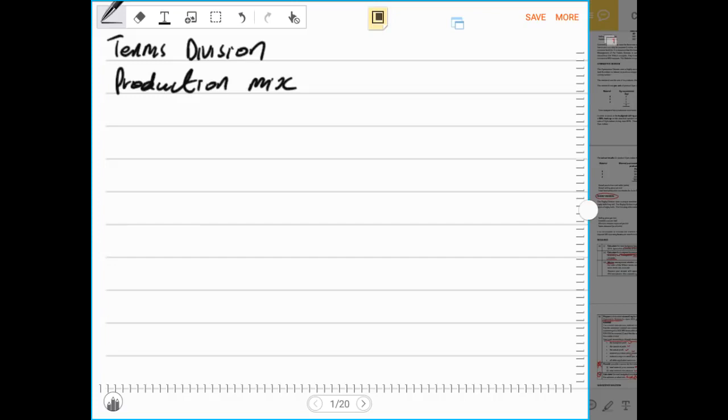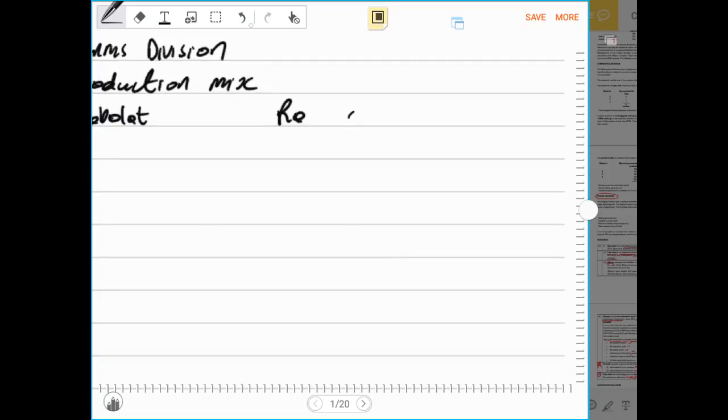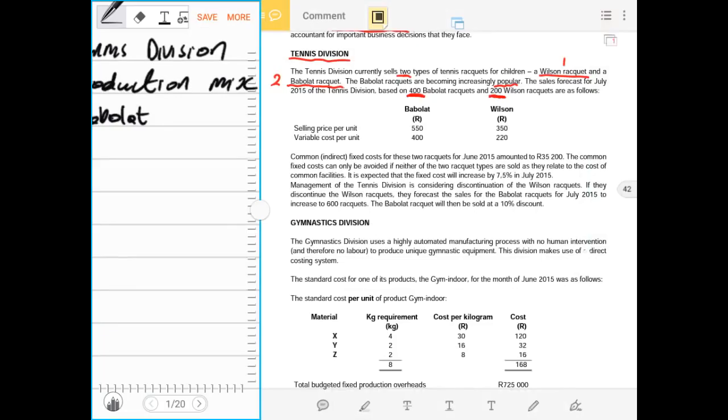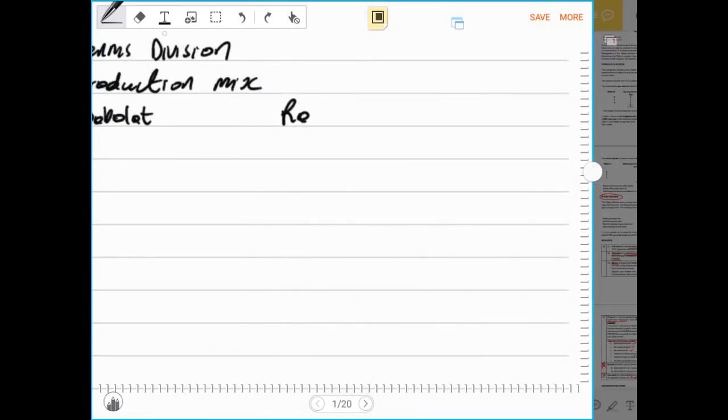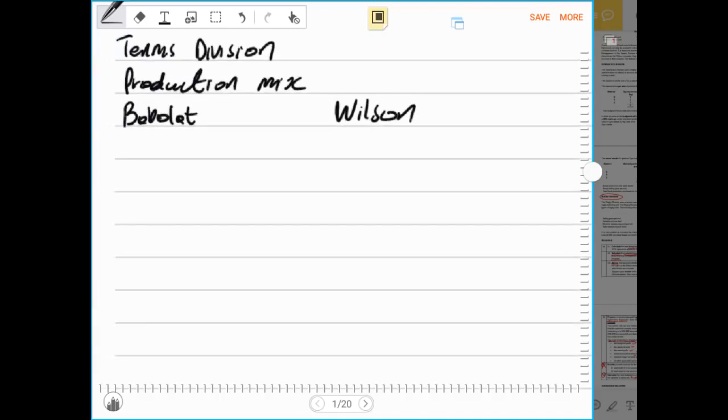And we have two products, Babolat rackets, just to confirm the spelling. Or we have Wilson Racket, which is the second product, is Wilson. Then they've told us that they budget to manufacture 400 and 200 units.